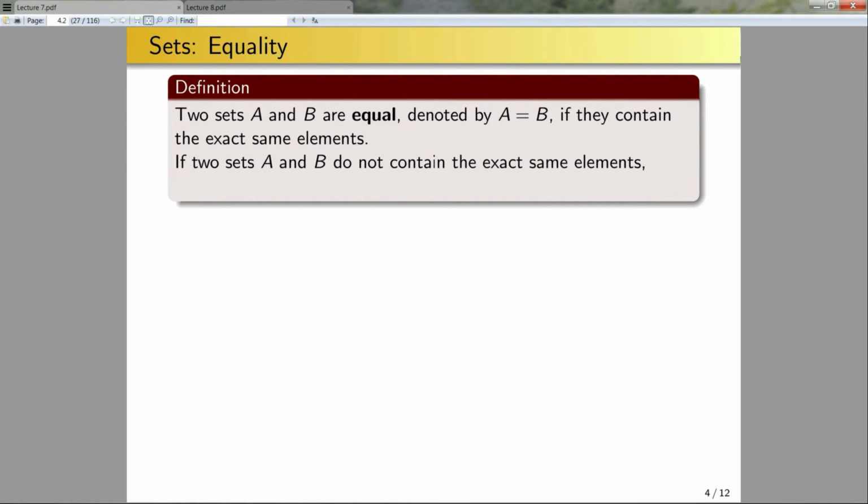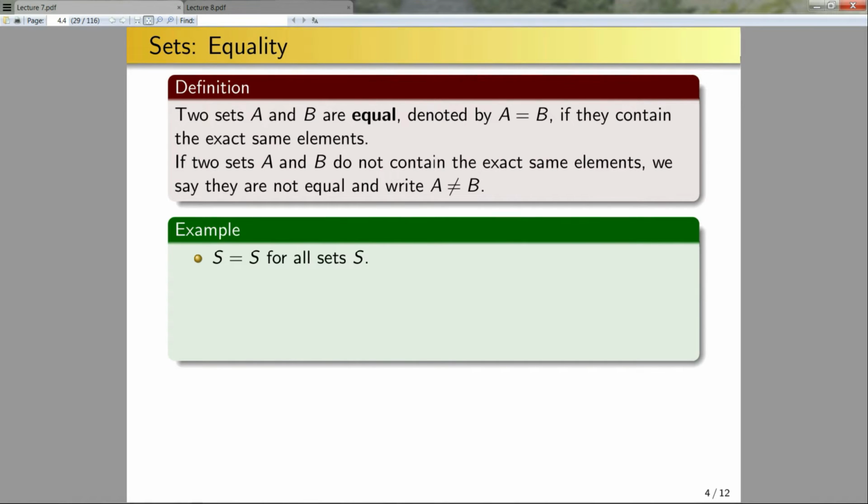If two sets A and B do not contain the exact same elements, well, then we're going to say that they're not equal, and we're going to write that A is not equal to B. So now let's go through some examples. S is equal to S for all sets S. Well, that's going to be true pretty trivially.